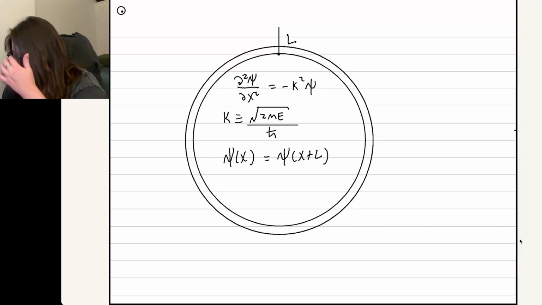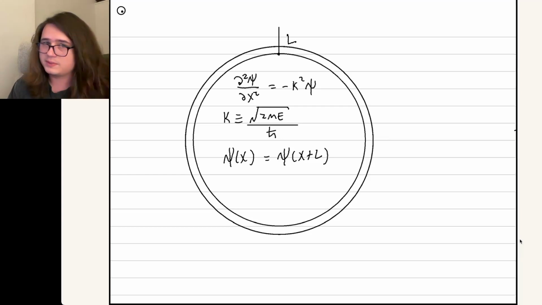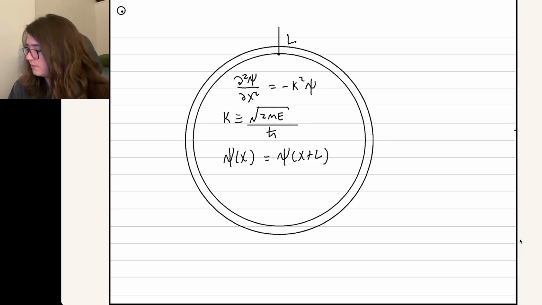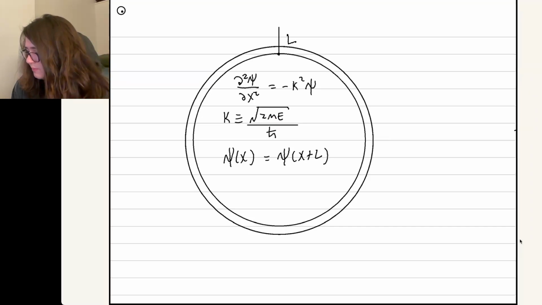So I'll say that the particle is a free particle technically. There's no potential in this problem, it's just moving around in a circle. So it has the Schrodinger equation for a free particle, this thing where k is defined as root 2mE over h bar.